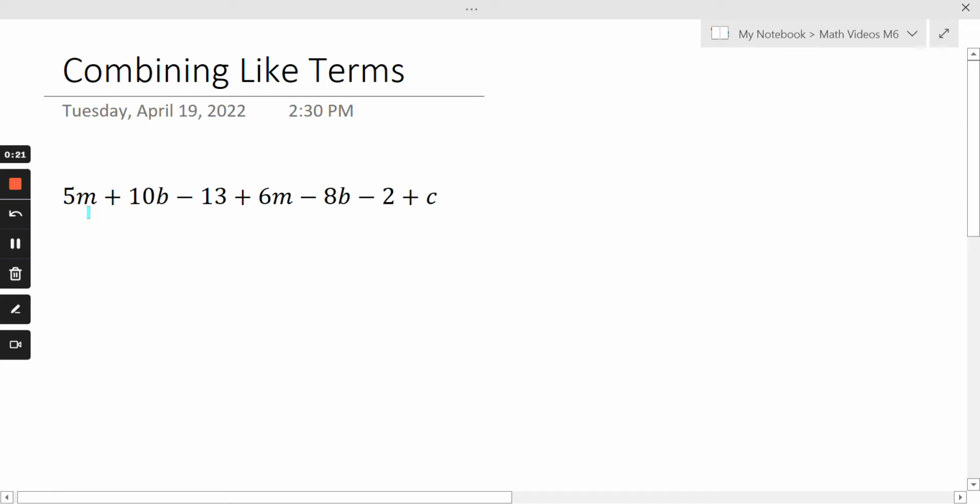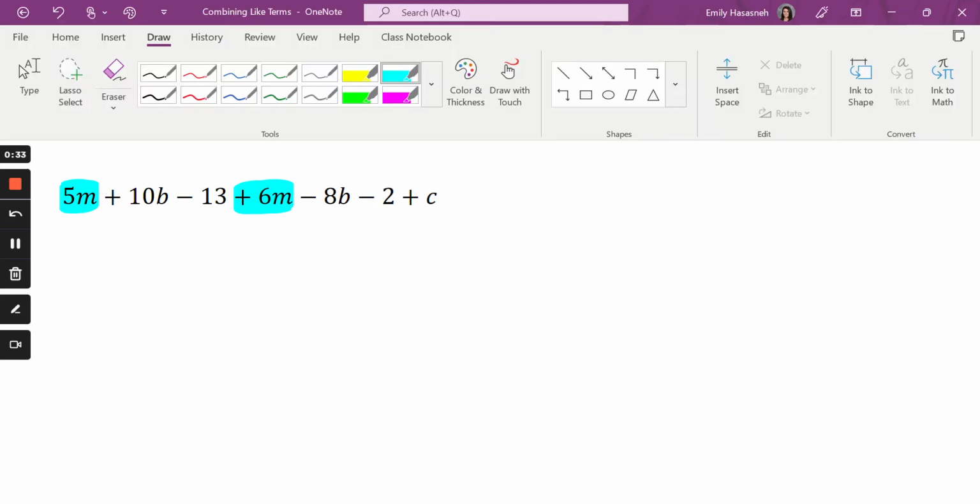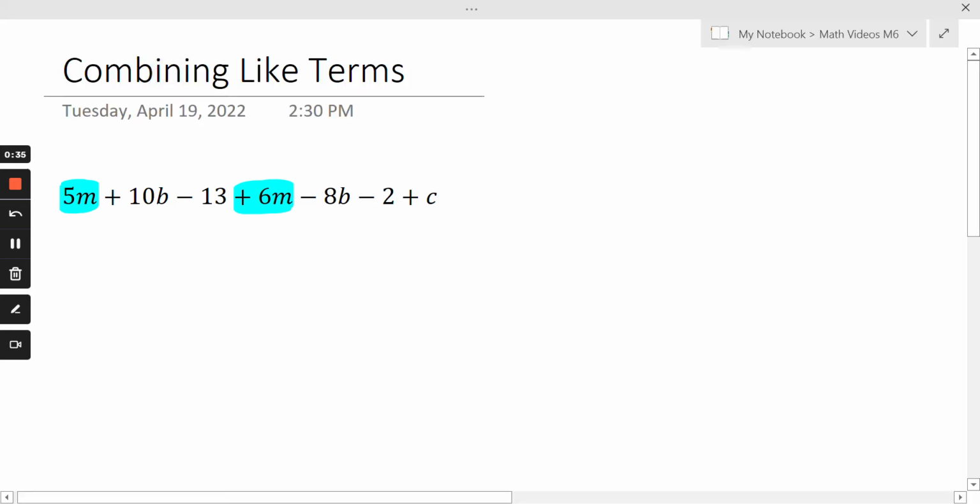So in this case, I notice that I have a 5m. I also have a 6m. And I also like to highlight the symbol in front because it's telling me if I'm adding or subtracting. So looking at 5m plus 6m, I'm going to combine those, and I'm going to get 11m. I also notice that I have my 10b here, and it's positive, and I'm going to be subtracting 8b from that. So 10b minus 8b is going to get me 2b.